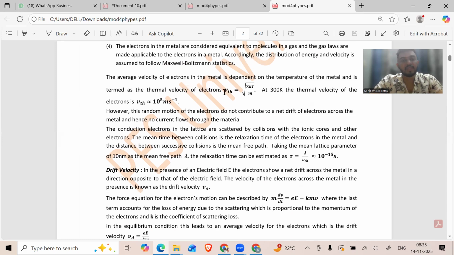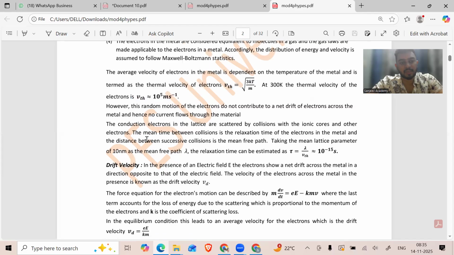Then we can see thermal velocity over here. Thermal velocity is nothing but electrons moving randomly at a very high speed. That is thermal velocity. This formula we have to copy out and keep. As well as this, thermal velocity is done.